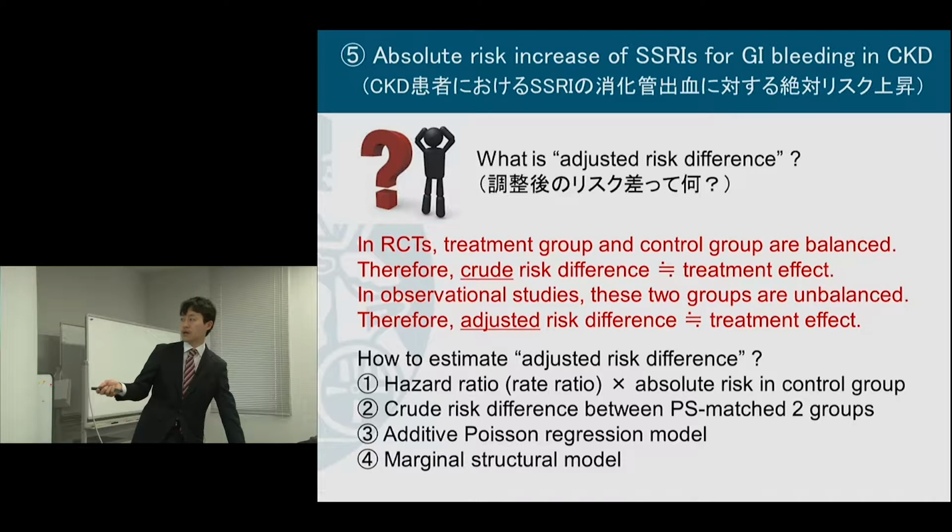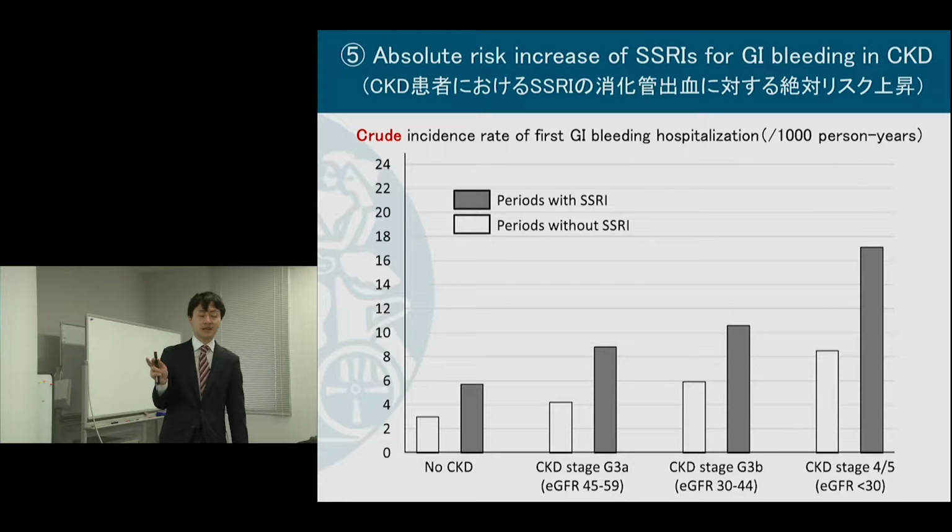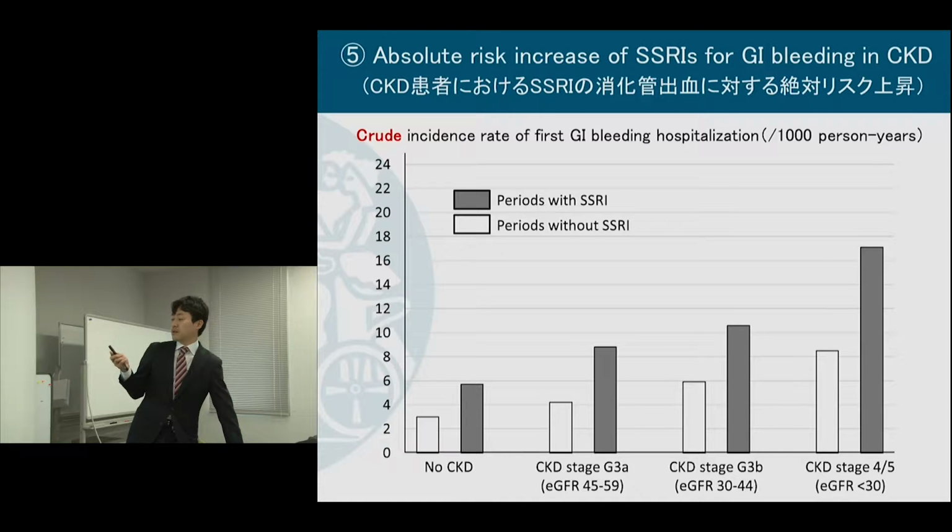And the rest were the additive Poisson regression model and the marginal structural model. This is quite statistically difficult. But after discussing with the statistician, I decided to use the additive Poisson regression model this time because I thought it's relatively easier than the marginal structural model. The details are in my second paper, appendix. It's too long. But by this method, this is the crude incidence.